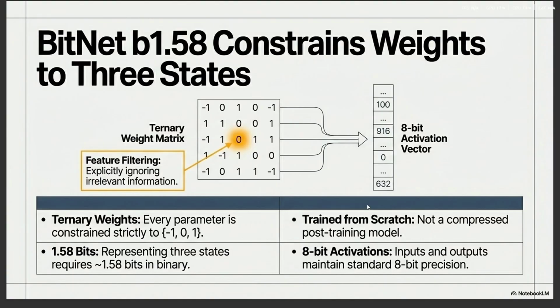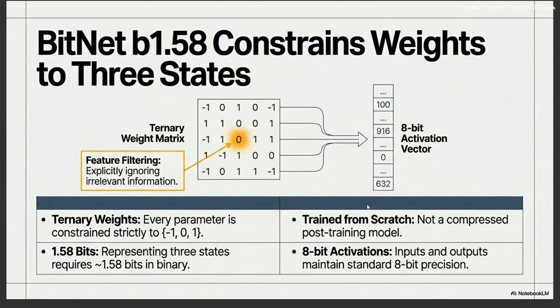Now we come to the main technical idea. In normal LLMs, weights are stored as 16-bit floating point values like FP16 or BF16. These weights can have many decimal values. But in BitNet b1.58, every weight is limited to only three possible values: -1, 0, and +1. This is why the model is called 1.58 bit, because representing three possible states requires about 1.58 bits in binary.